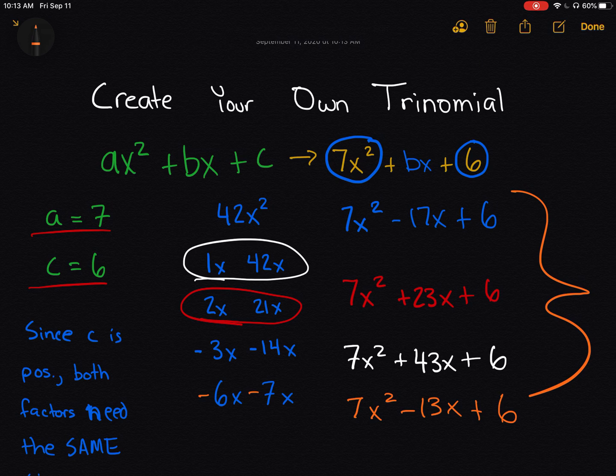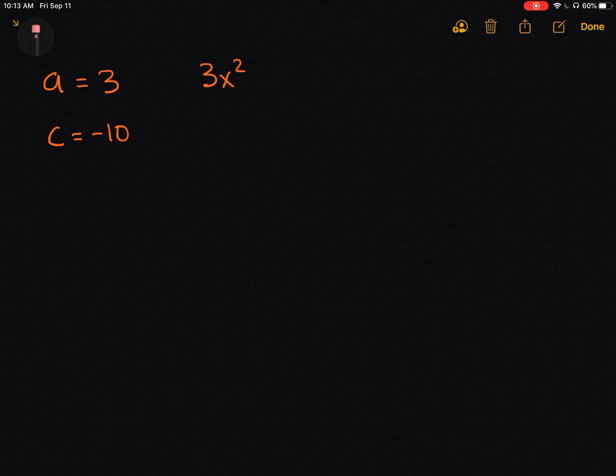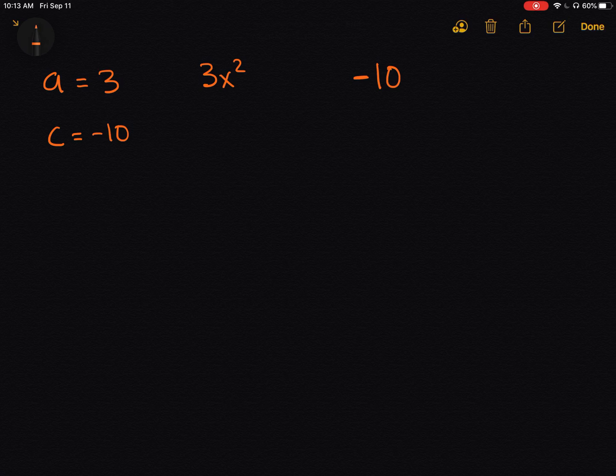So we'll do one more example where c is negative. Say we're going to put a as 3. We're going to say c is equal to negative 10. So our trinomial so far would be 3x squared, we'll leave a placeholder for whatever sign, and at the back, we're going to put a negative 10.